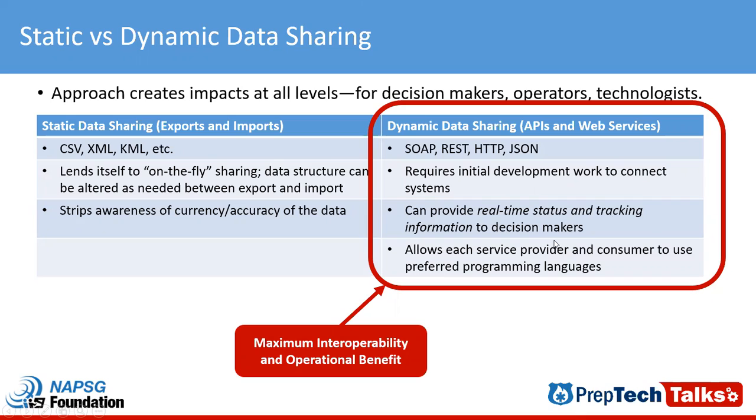So as that information may change, it could be something on the situational awareness side, it could be something about a particular resource. Every system that's consuming that information is able to see the most current information that is currently available to help drive decision making. So some different formats that are common for that dynamic data sharing are SOAP, REST, HTTP, JSON, and this helps provide the maximum interoperability and operational benefit.